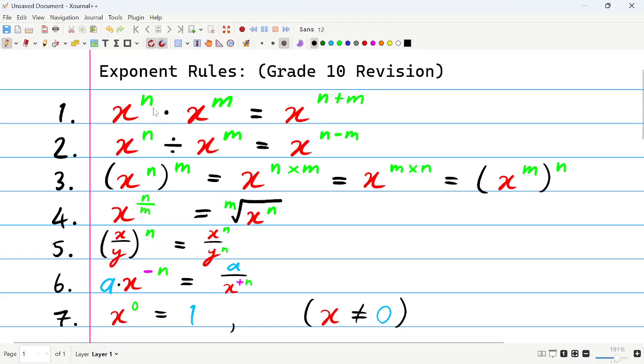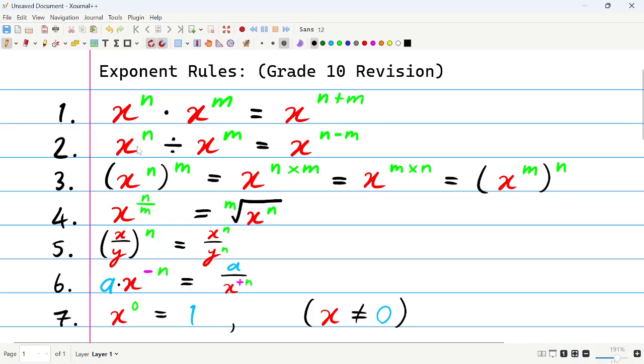Number 1, this is the addition of exponents. So if you are multiplying two variables with respective exponents, but the bases of those variables are the same, then you will be able to add the exponents together. So x to the power of n multiplied by x to the power of m is equal to x to the power of n plus m.